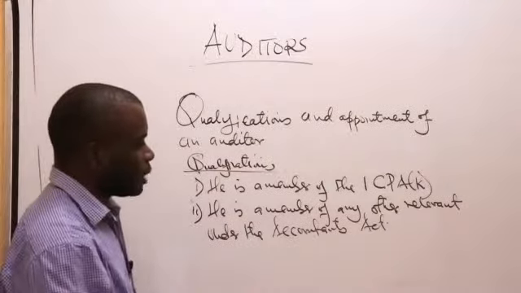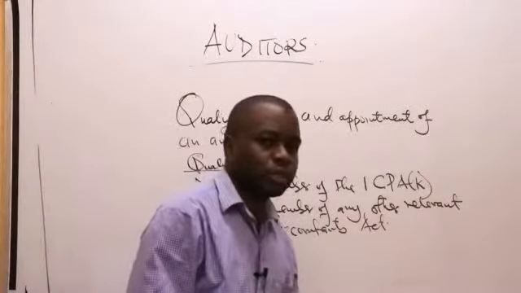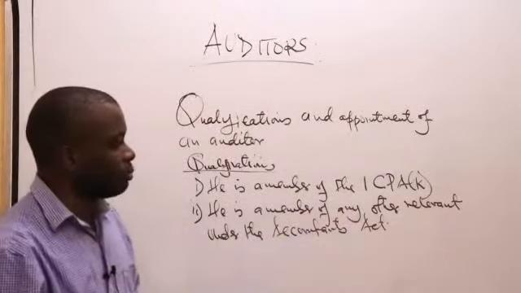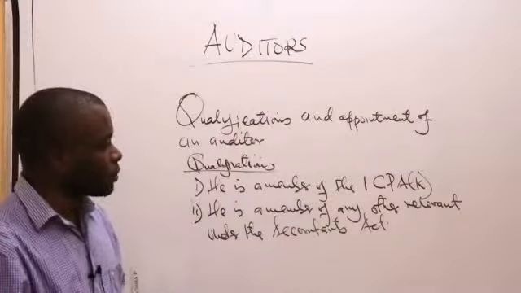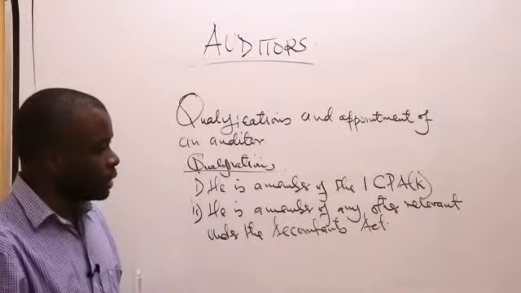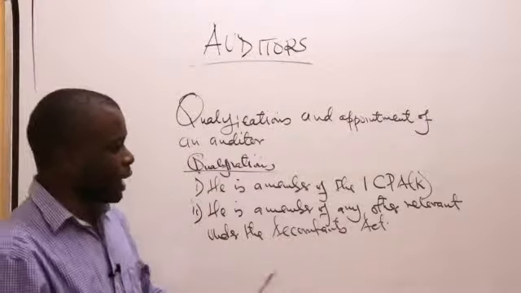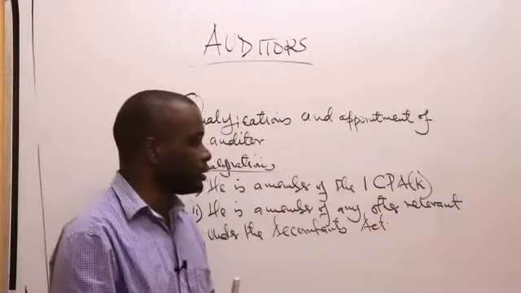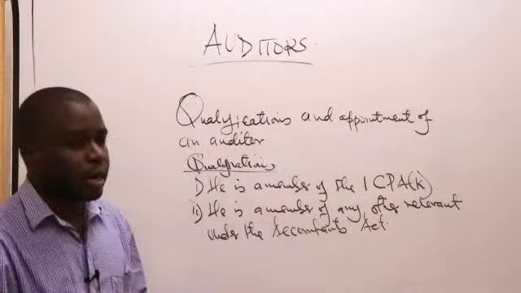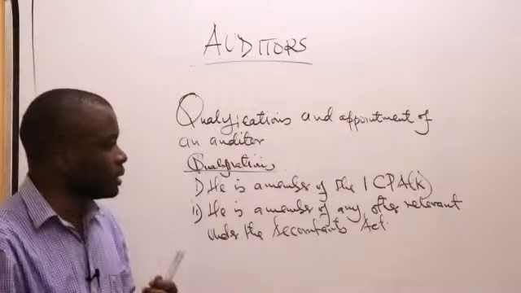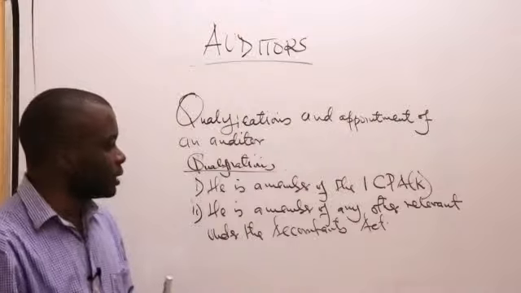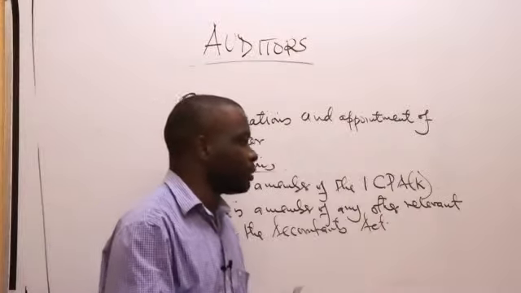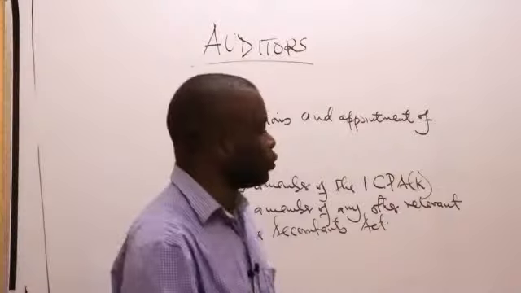So it is mandatory for any person being appointed as an auditor of a company to be a member of this particular body known as the Institute of Certified Public Accountants of Kenya. So how do you become a member of this body? You must have done the CPA exam up to final level. Then of course you can be admitted as a member. If you practice for a certain period of time, then you'll be certified to provide auditing services to any person.